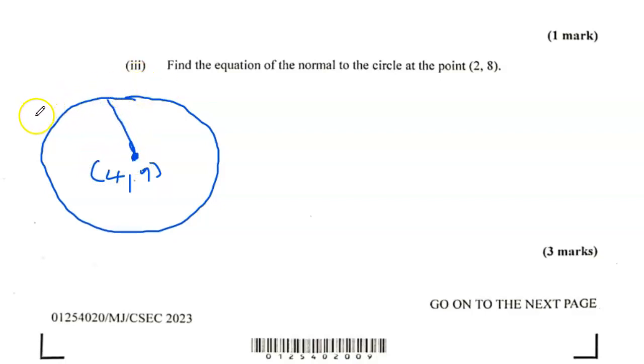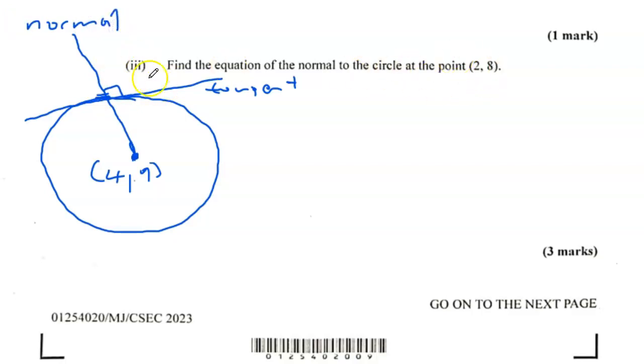So a tangent would look something like that. The tangent touches the circle only once. The normal would come like that, and of course the angle between the tangent and the normal should be a right angle, 90 degrees. So this is a normal. So this is the equation of the line that we want to form. We're told the point here is (2, 8). So this is the line that we want to find.